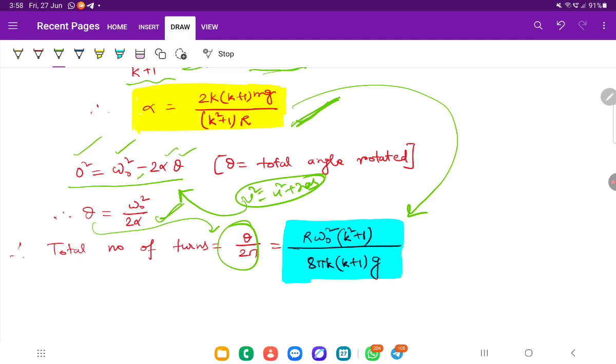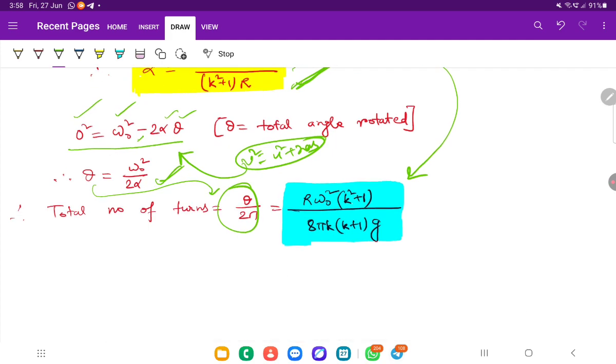And after putting all the values, it's just a calculation. You will get the total number of turns as r omega naught square times k square plus 1 upon 8 pi k times k plus 1 into g.